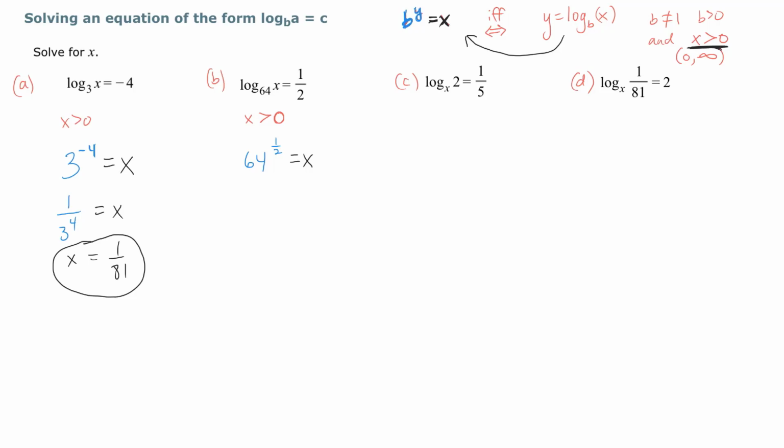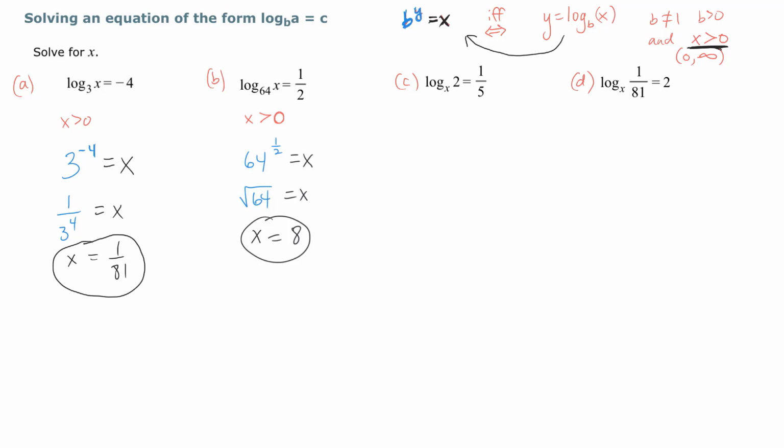Now that's an expression. 64 to the 1/2 power is really, that is just 8, right? That expression is the square root of 64, which is equal to x. And of course, x is now equal to 8. Let's do part C. Notice this time we have the input. The input is called 2.